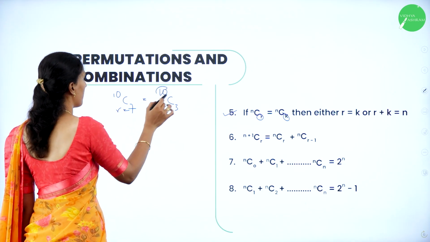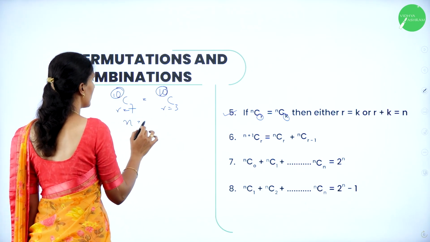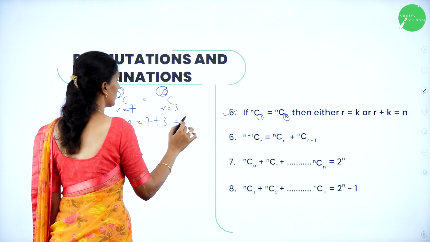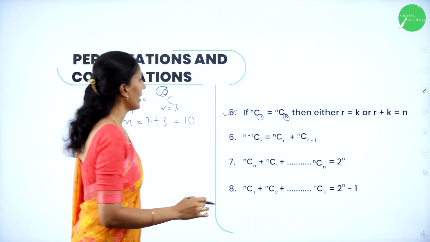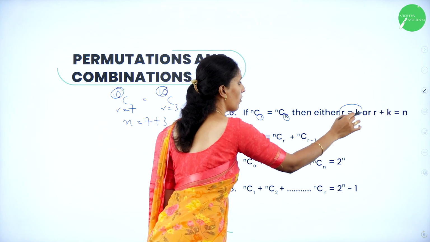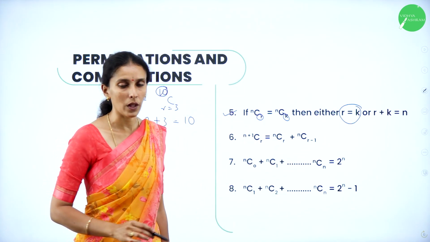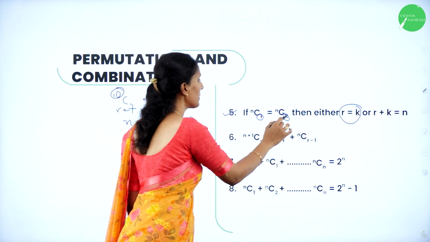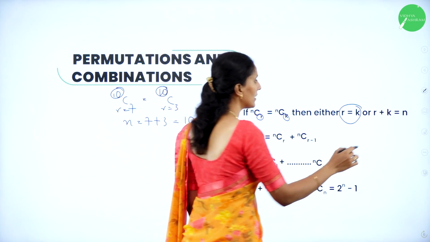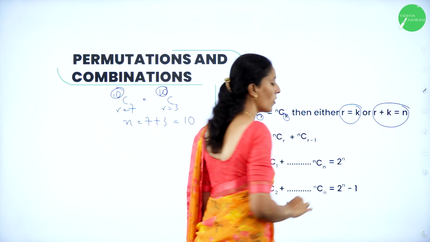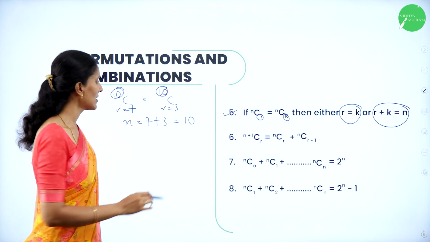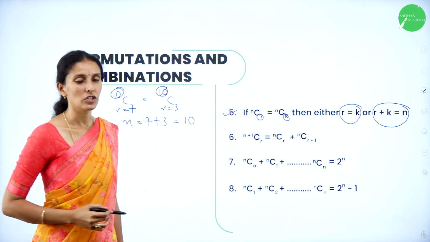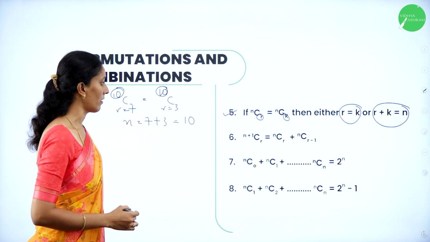But what about n here? See, n is 7 plus 3, that is 10. So whenever you have two combinations whose values are equal, one possibility is that r must be equal, or the other is that n is the sum of the two r's, that is r plus r. Here I have taken 7 plus 3 is equal to 10.